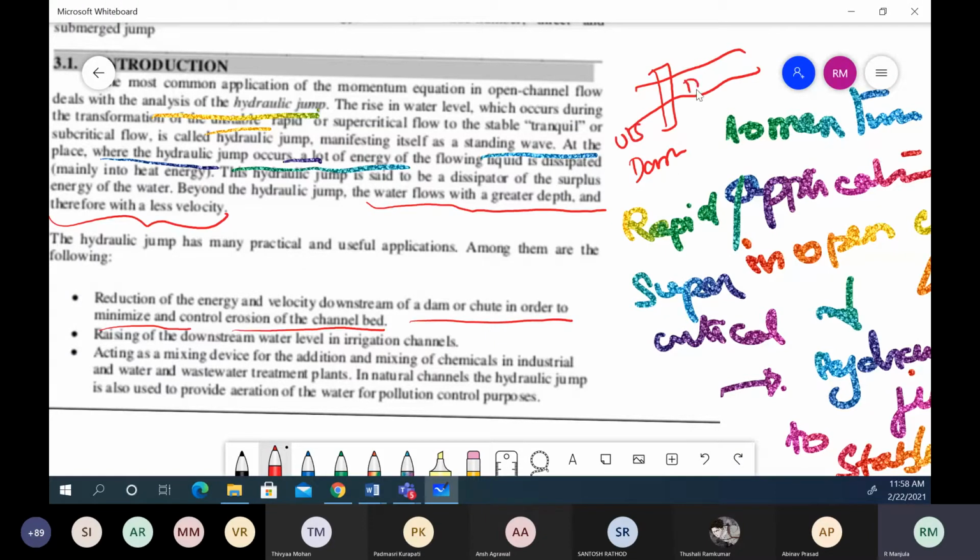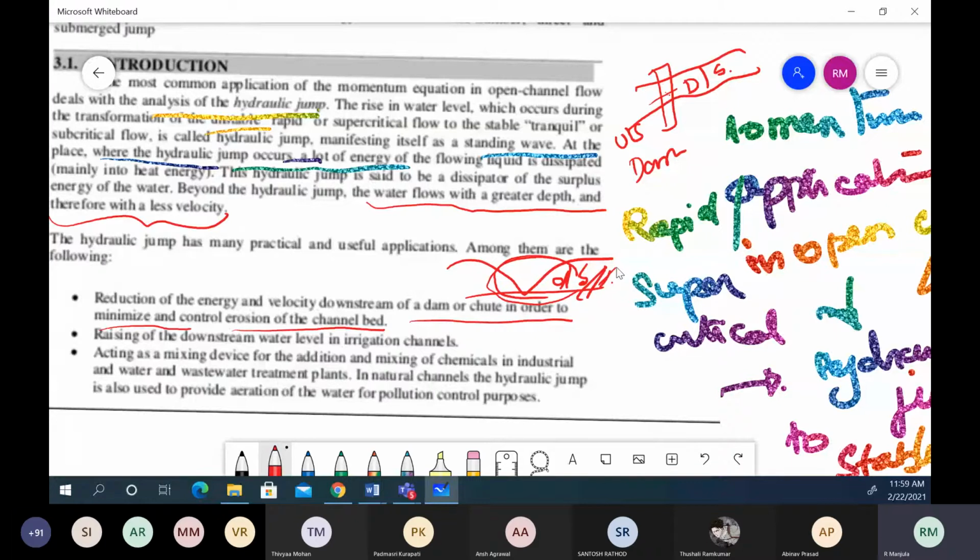this is your upstream, this is your downstream. When you are releasing the gates, the flow comes out like this, and you have an erosion problem on the downstream side. This erosion in the channel bed can be controlled if the hydraulic jump happens.